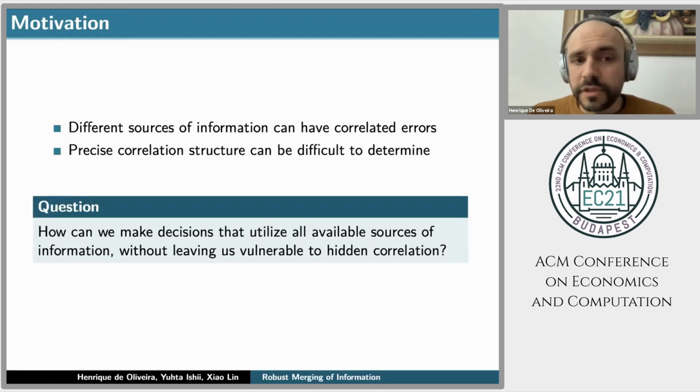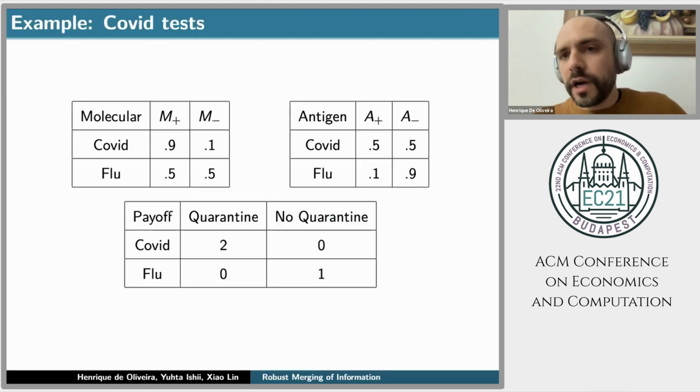So we asked the following question here. How can we make decisions that utilize all available sources of information without leaving us vulnerable to hidden correlation? Before I go over the formalism of the problem, I want to show a quick example to illustrate what this is about. This example is about COVID tests.